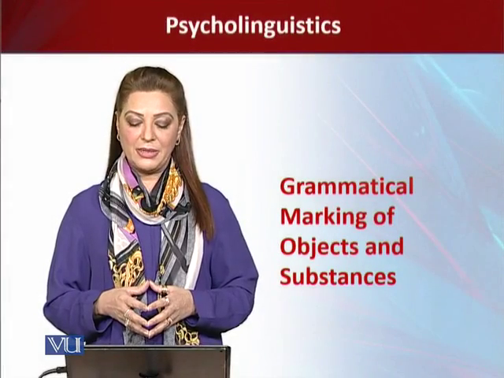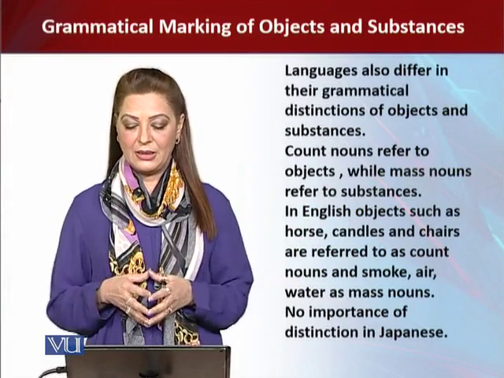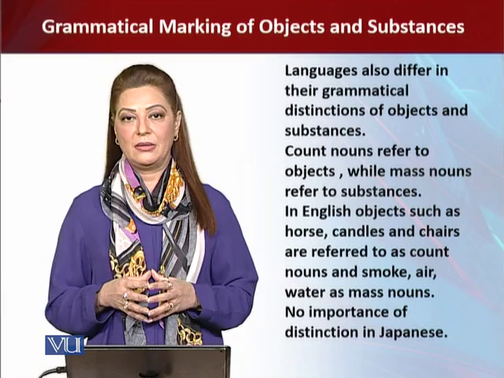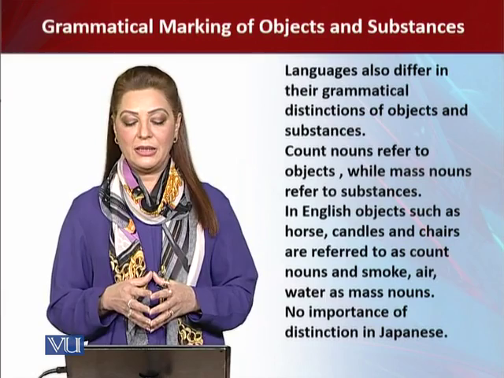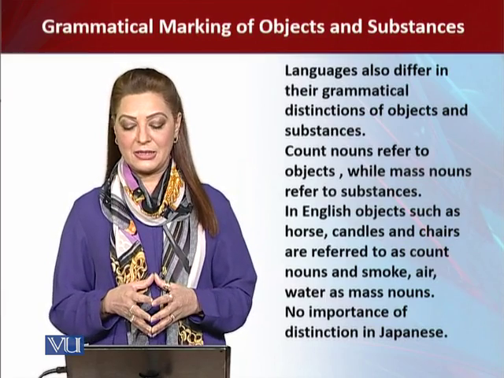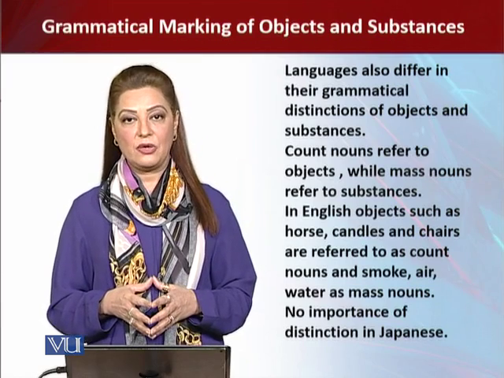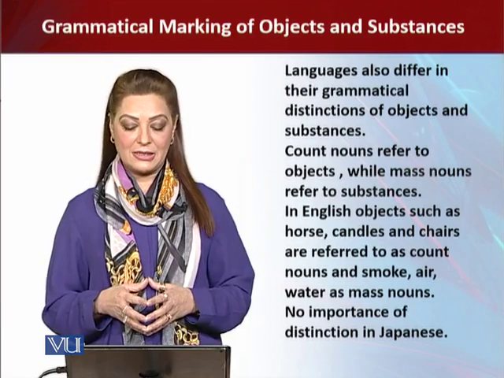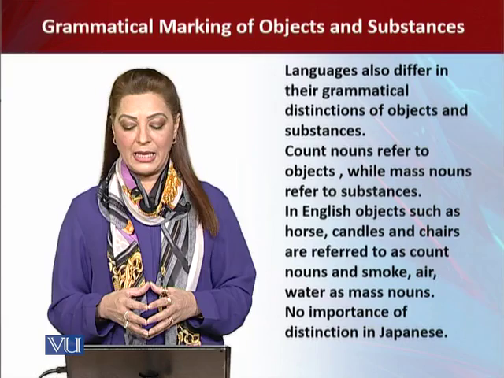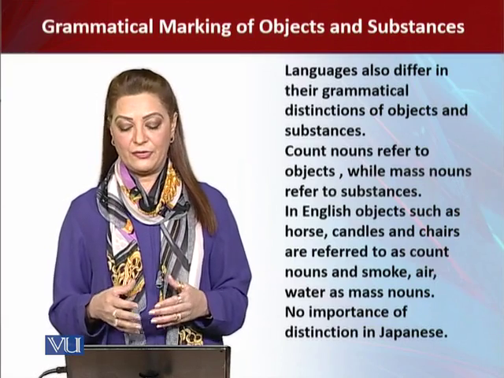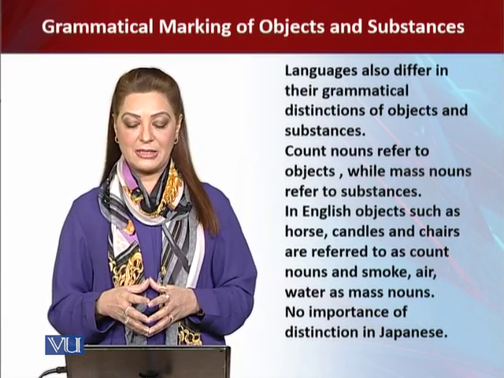The next topic is grammatical marking of objects and substances. We have discussed the marking of form previously, and now we will look at the grammatical marking of objects and substances. Languages also differ in their grammatical distinctions of objects and substances. Count nouns exist in the English language, and these nouns refer to objects, while mass nouns refer to substances.